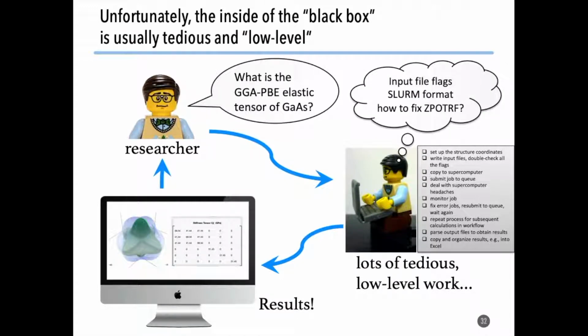Like first you have to write the structure coordinates file. You have to write all the input files to your DFT code like VASP. You have to copy all those files to your supercomputer, submit them to a queue, deal with supercomputers being down and so on, monitor the job, fix the errors, and repeat this process for every single one of the things that you want to get the calculation for. And most of your time is not spent here or even thinking here. Most of your time is spent in this section of it.